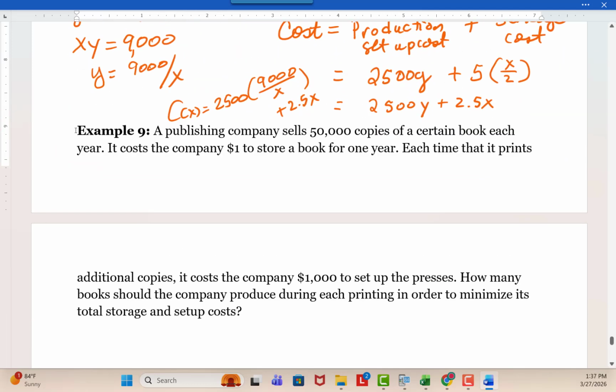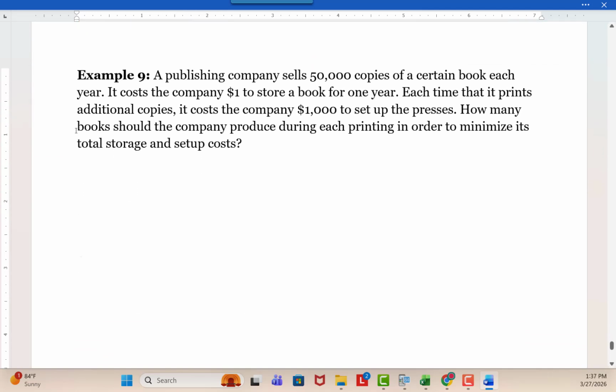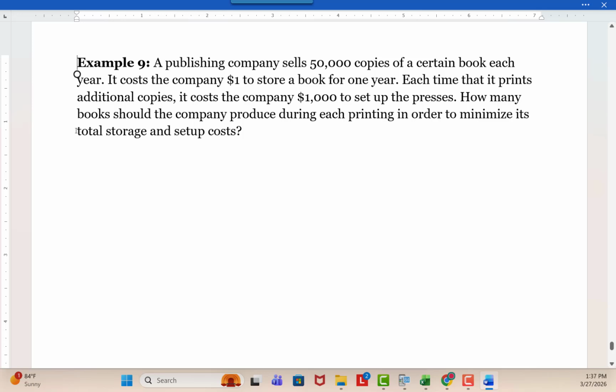All right, let's look at one more problem. This is one of those problems where we've got expenses based on our production cost of a production run, and also storage cost. This problem is pretty simplified in the sense that the distribution of the books throughout the year is going to be equal. So we don't need to think about, oh, this is a slow period, so we're going to have to store this set of books longer. We're just assuming that the distribution is equal.